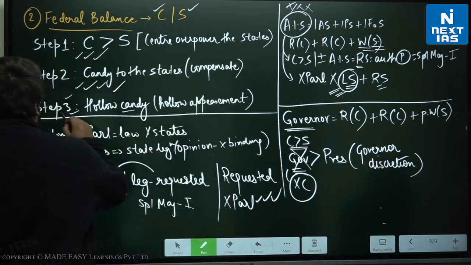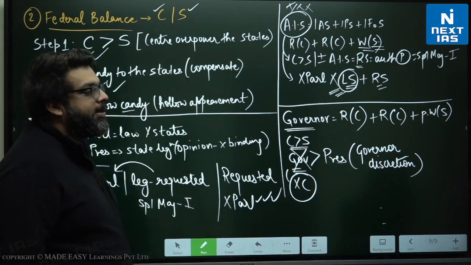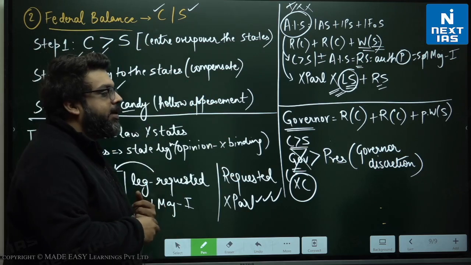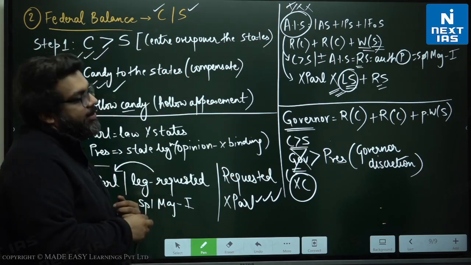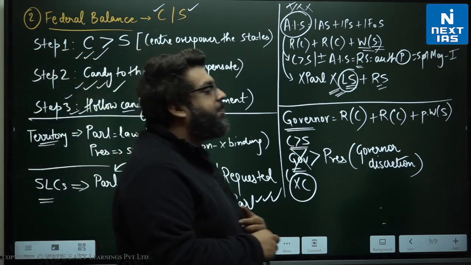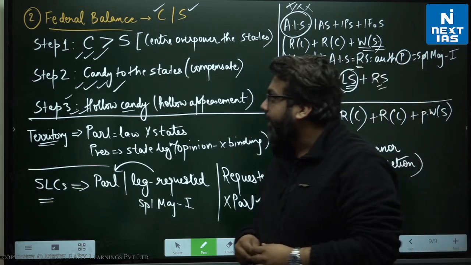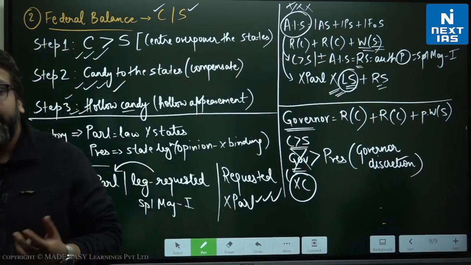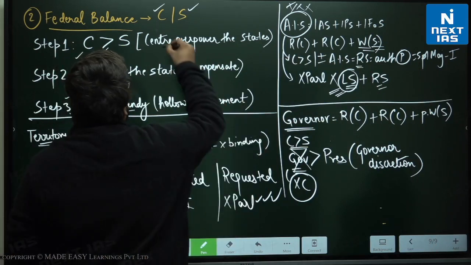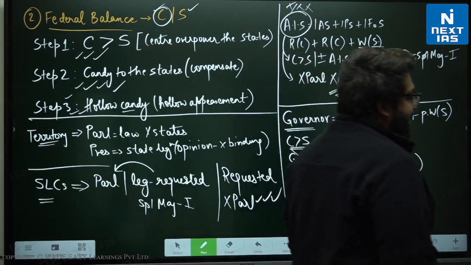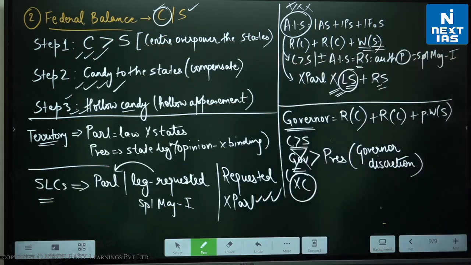And that is your step number 3, ladies and gentlemen. A simple application of the second rule which makes you understand how it works. This is called the federal balance, and the balance is tilted in the favor of the center.